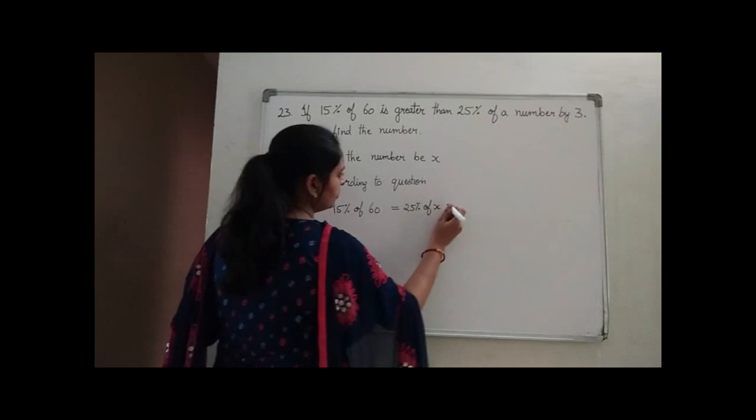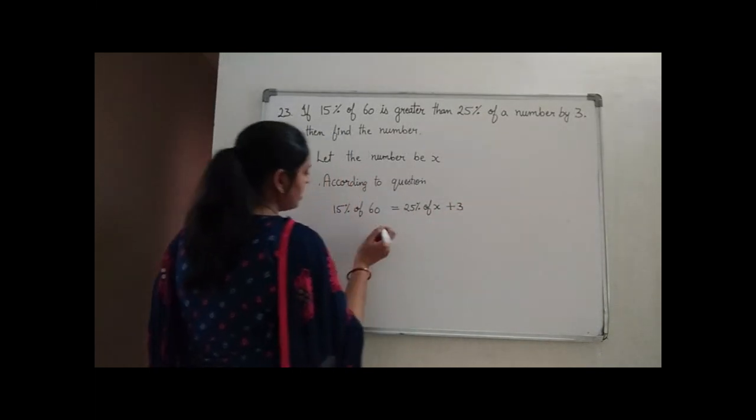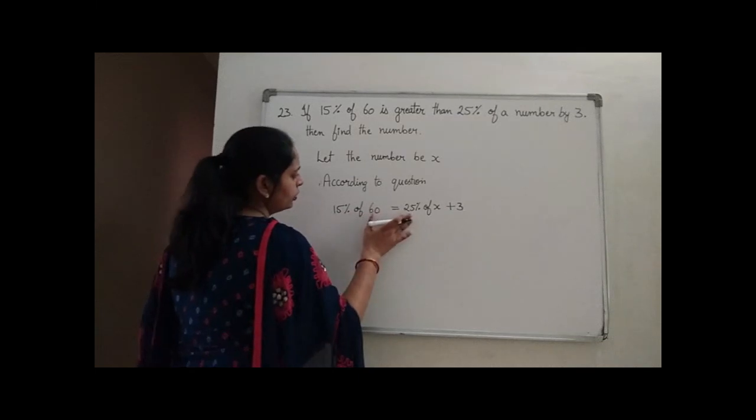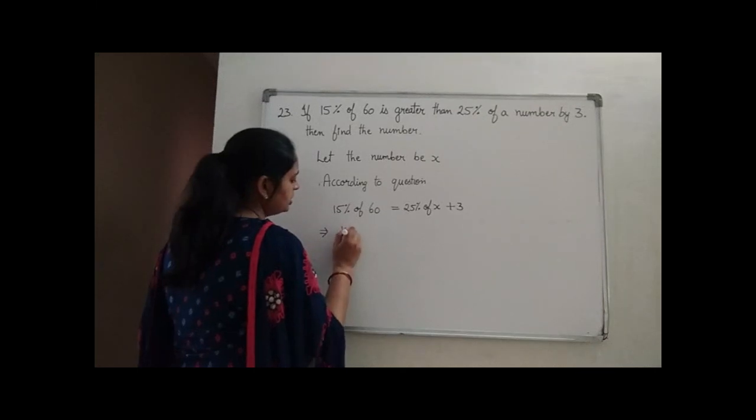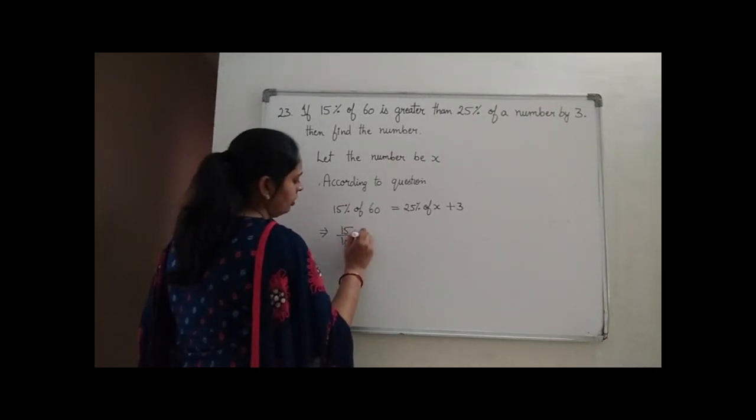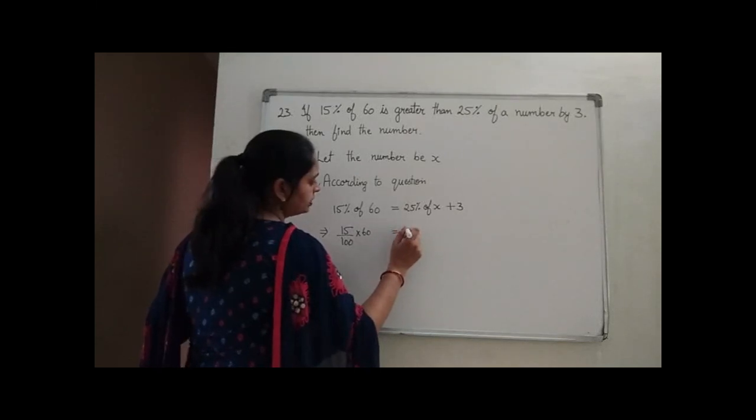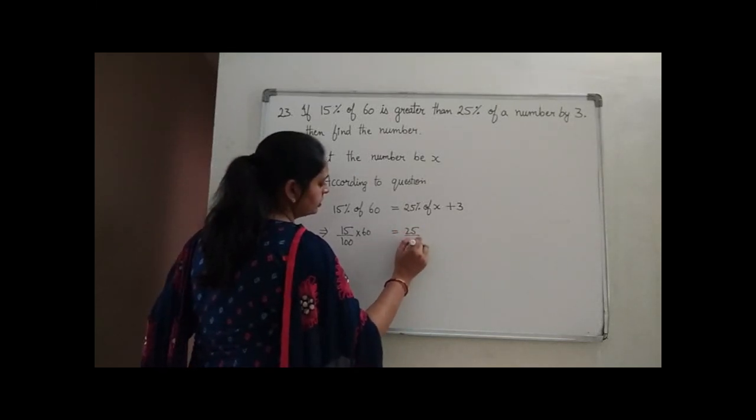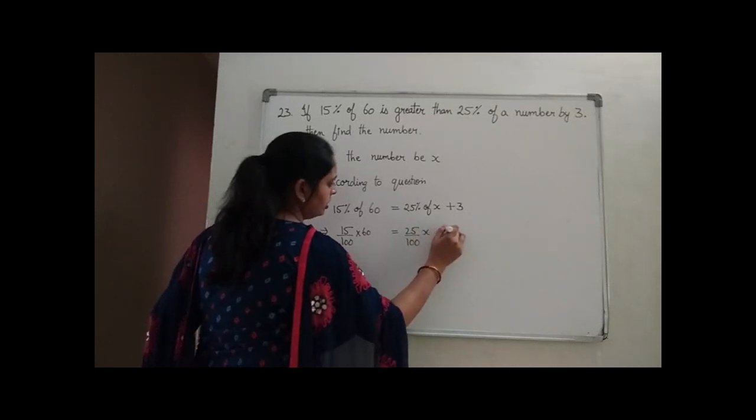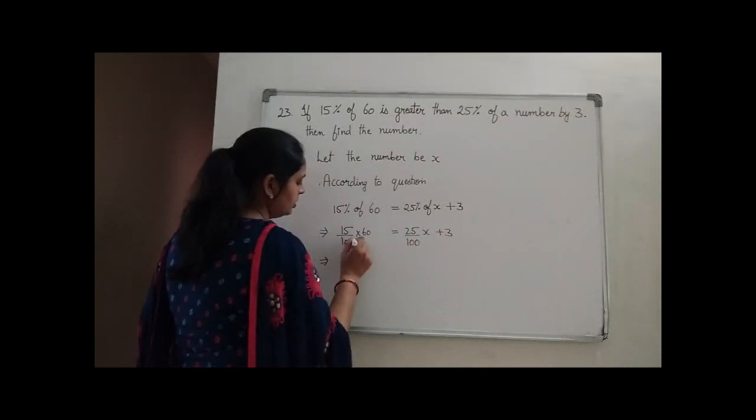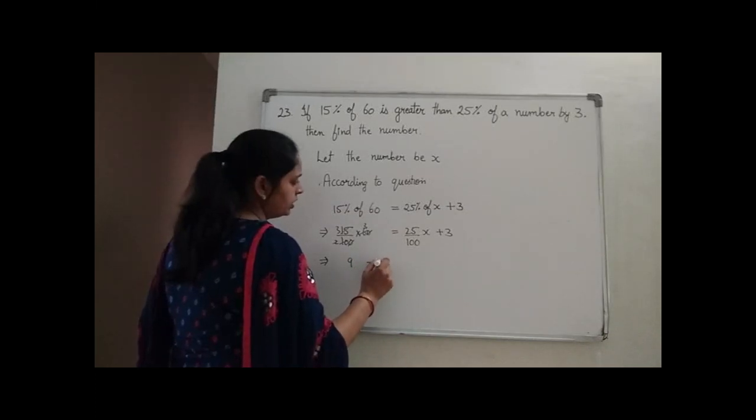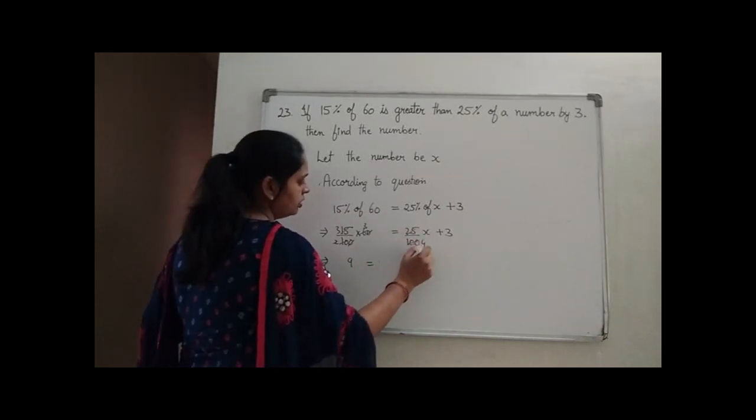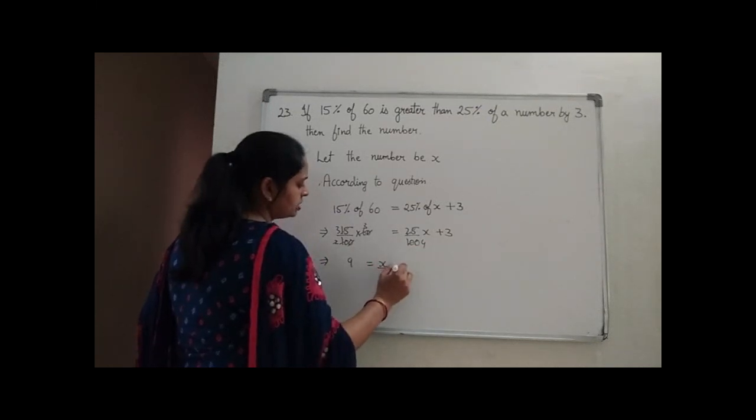So this number is greater. So if we add 3 over there, it will be balanced because this number is greater than 25% of a number by 3. So we have added 3 over there. Now solve it down. 15% means 15 by 100 of 60. Here 25% means 25 by 100 x plus 3, which implies 0 and 0 will get cancelled. 5 3s are 15, 5 2s are 10, 2 3s are 6, so 9. 9 is equal to 25 by 100 means 1 upon 4, so x upon 4 plus 3.